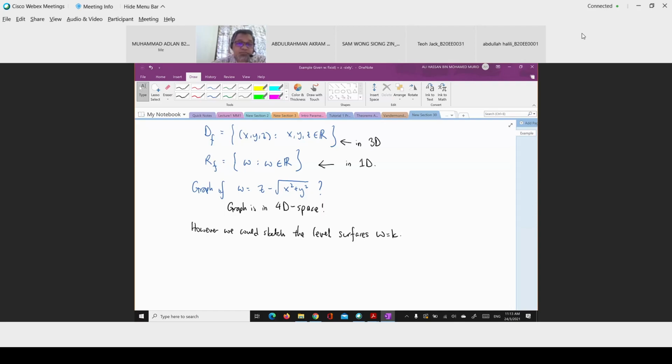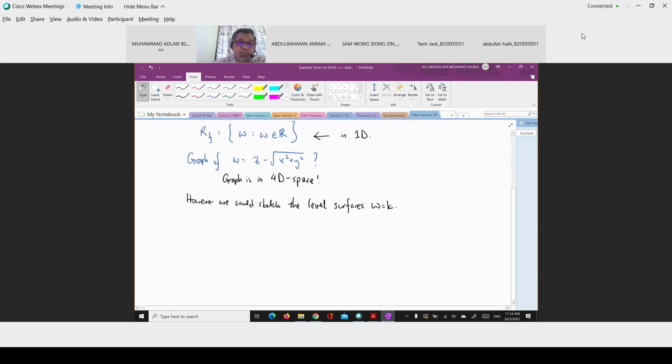So if z equals k, then we have z equal to the square root of x squared plus y squared equal to k, something like this, isn't it? Yeah. So therefore z equals k plus the square root. So you can see the equation.